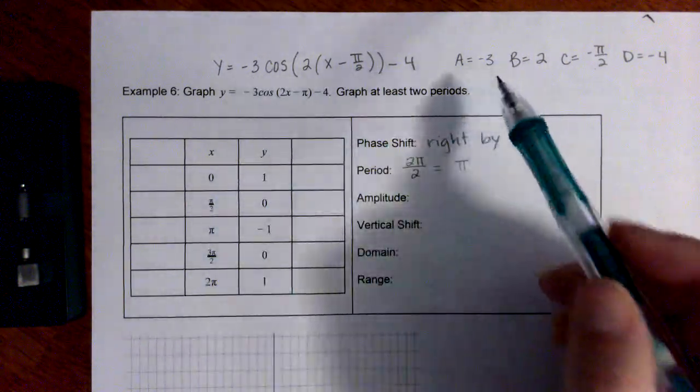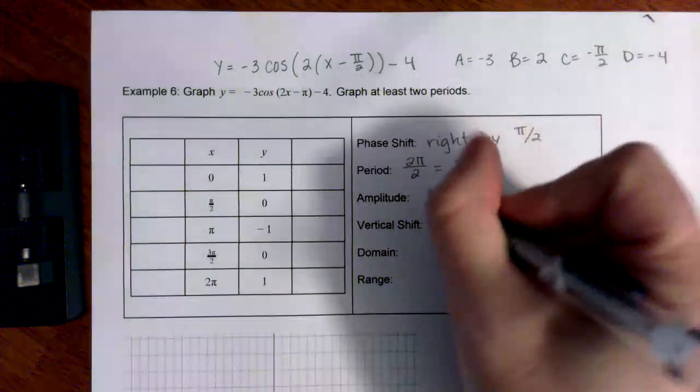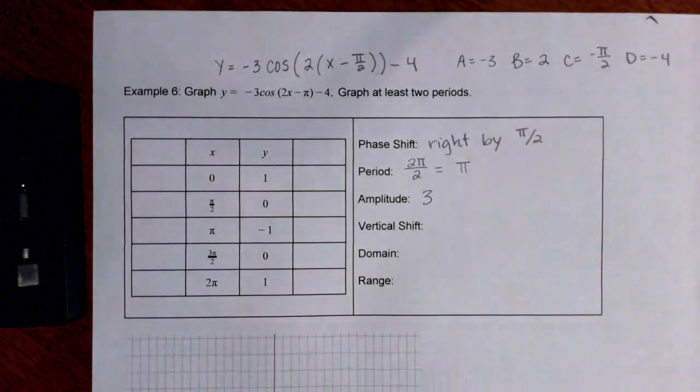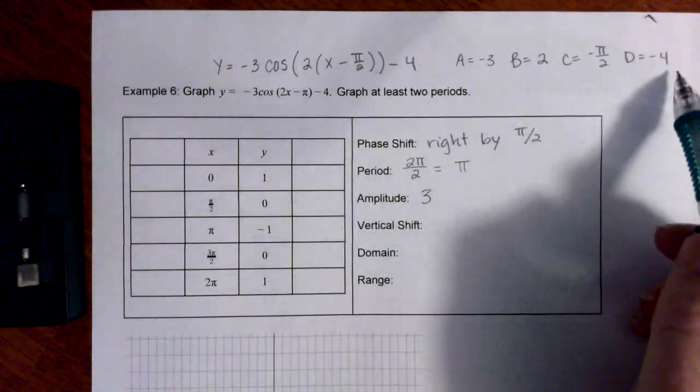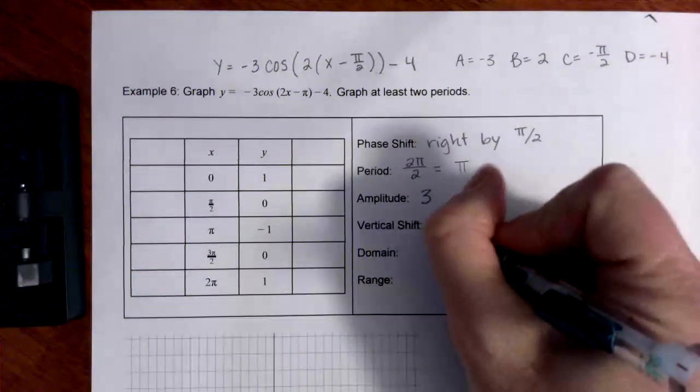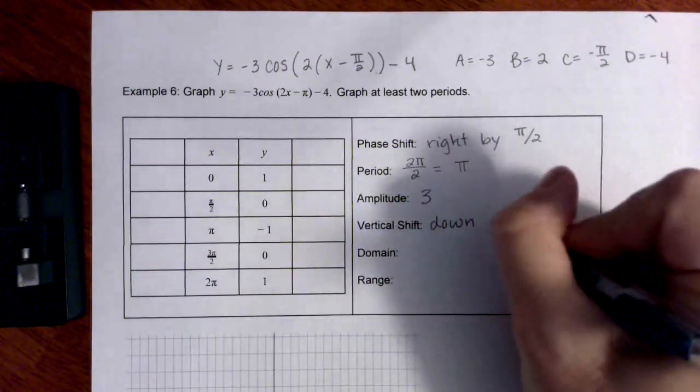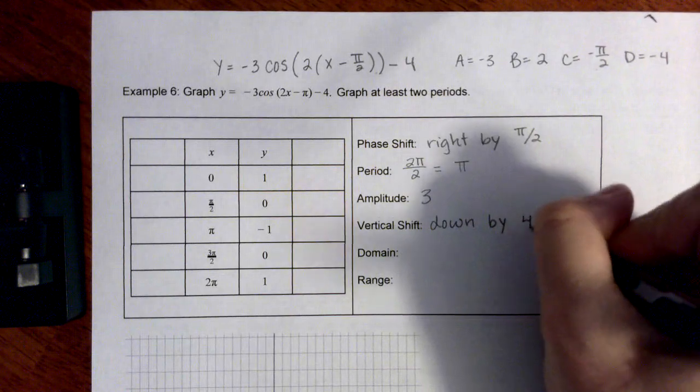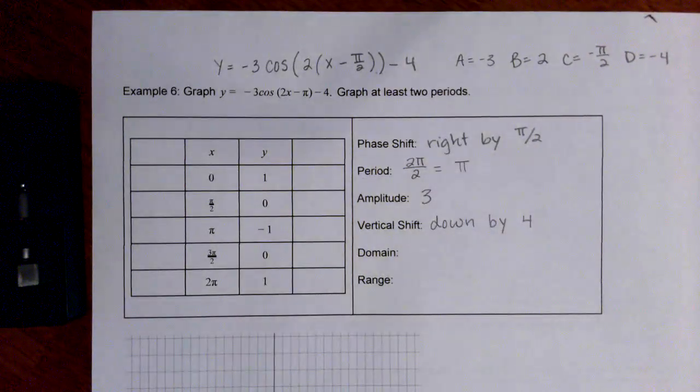Our amplitude is the absolute value of A. So the absolute value of -3 is 3. Our vertical shift involves D, so I can see that I'm going down by 4 units. And I wait to do my domain and my range until I've finished my graphing.